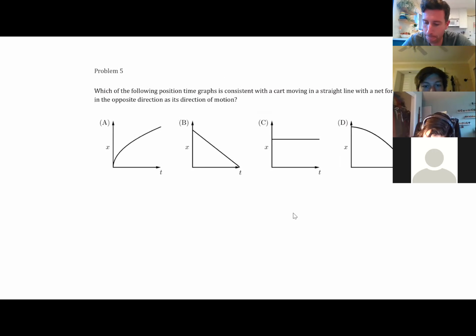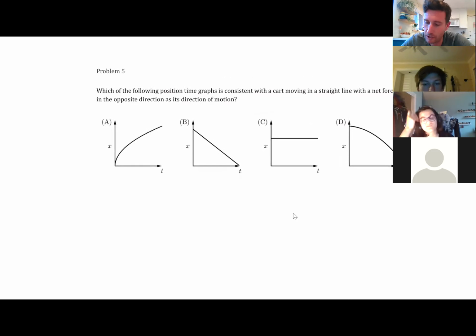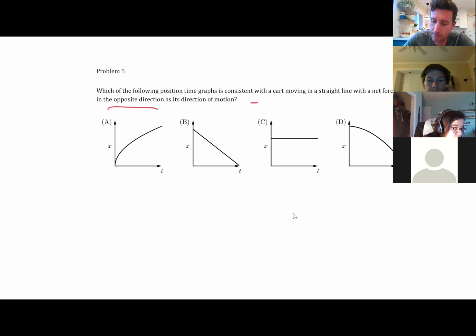Number 5. Which of the following position time graphs is consistent with a cart moving in a straight line with a net force in the opposite direction of its direction of motion? Okay, so a force in the opposite direction means I have a negative acceleration, right? An acceleration slowing the thing down.